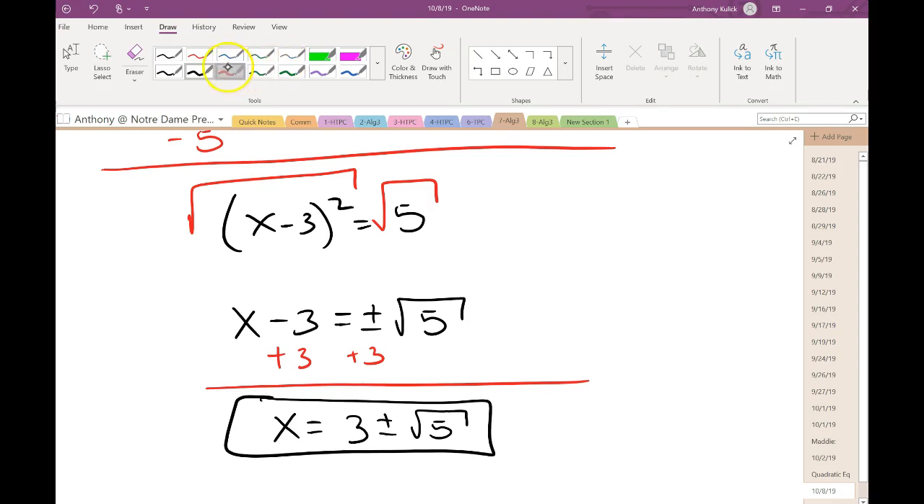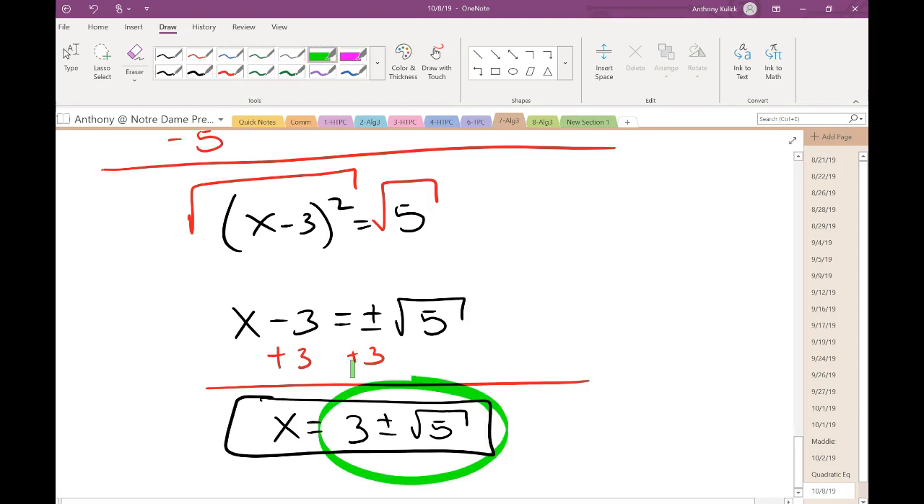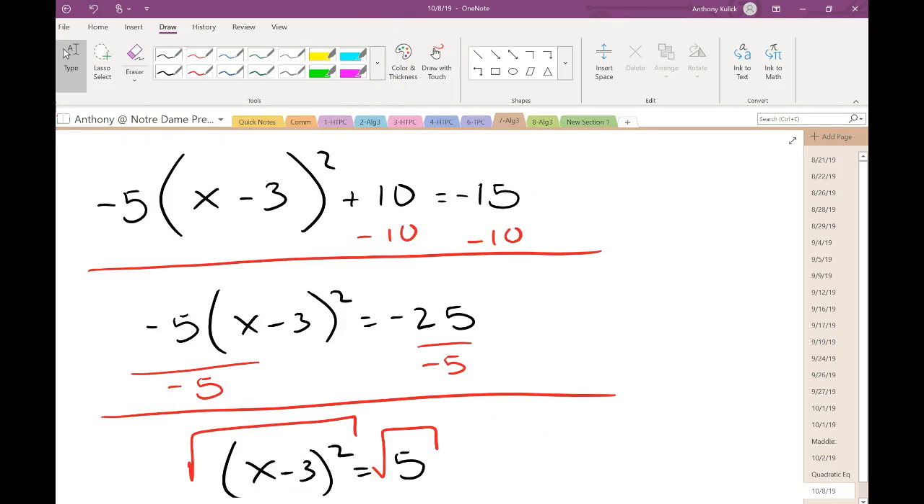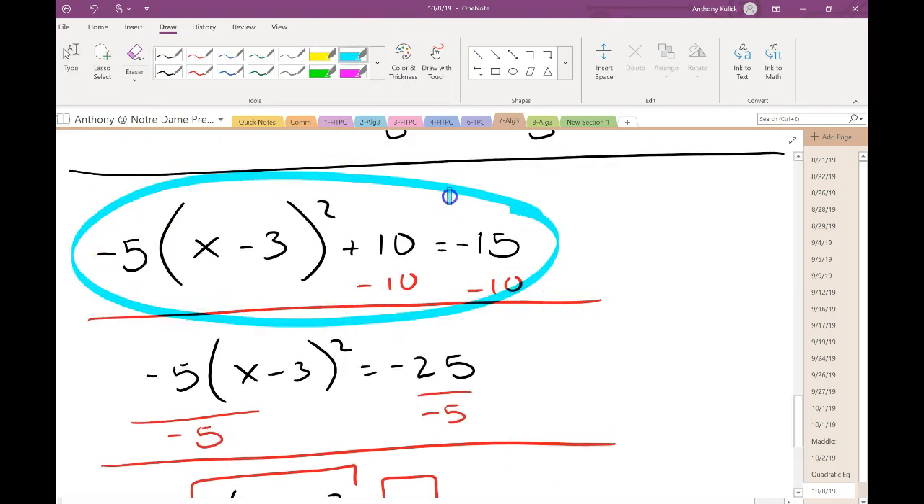So notice, what kind of an answer do we have here? This is not an integer, right? Because of that square root of 5 in there. This is a problem that we could not have solved factoring, but we can solve directly, provided that our polynomial was in this kind of vertex form situation. Do we know how to take a polynomial and put it into vertex form?